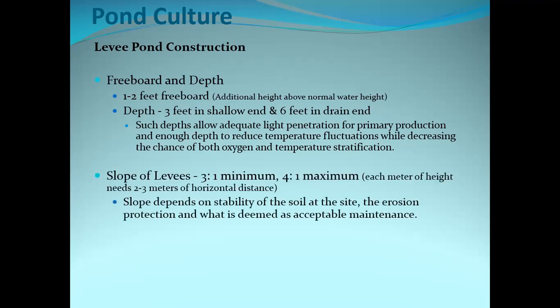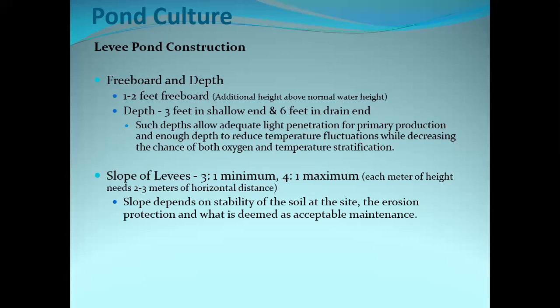Again, these are some points on the slope of levees: 3-to-1 minimum, 4-to-1 maximum. Each meter of height needs 2 to 3 meters of horizontal distance. Your levee is also called your dike, and your dike is also called your levee. It's an interchangeable thing.